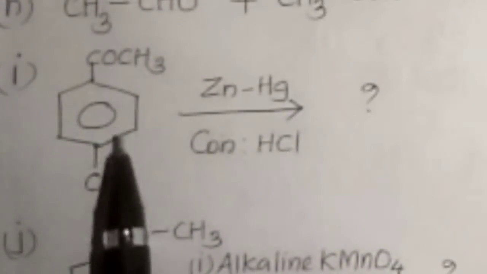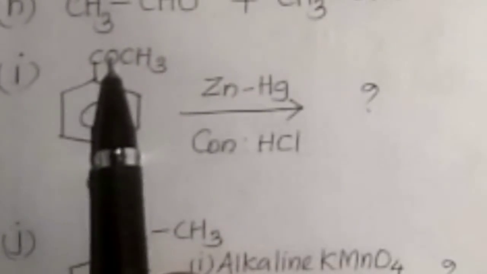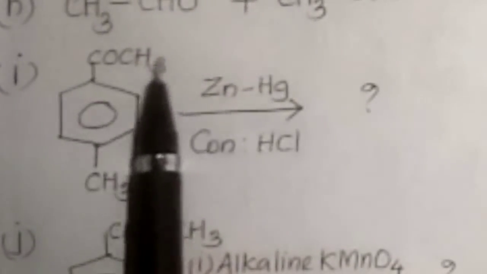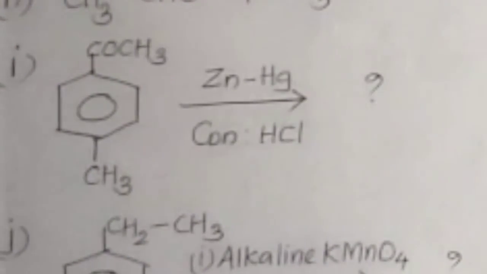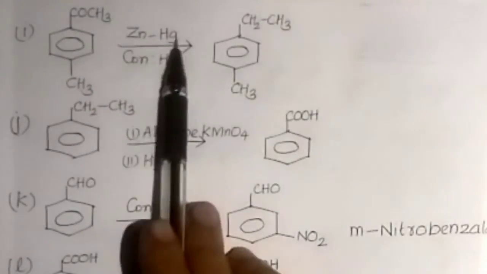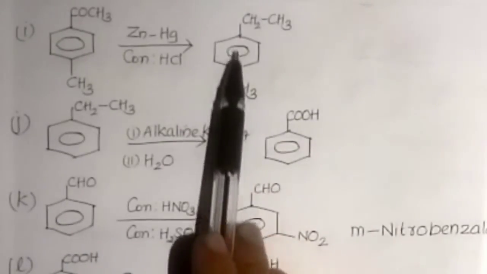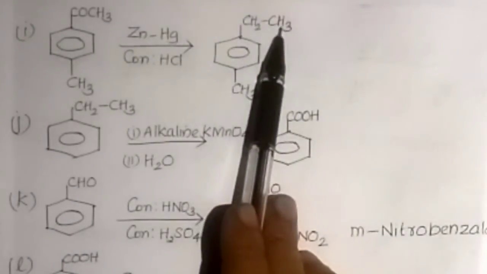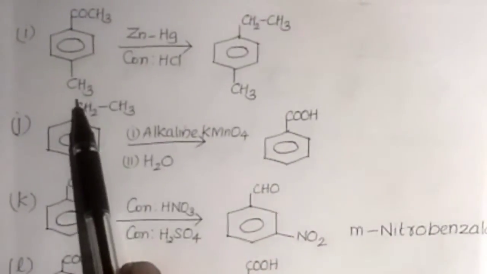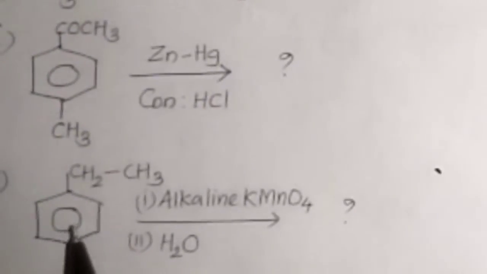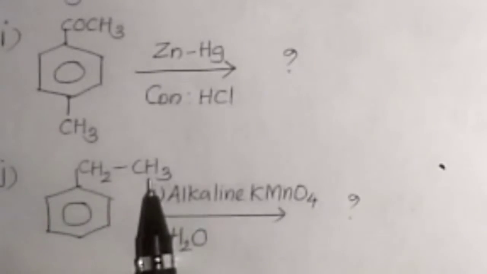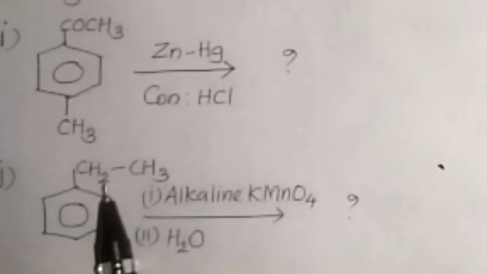Then our product is benzene ring with the CO changed to CH2, CH3. The remaining CH3 is here. So with zinc amalgam and concentrated HCl used, the product is benzene ring with here CH2, CH3. Here the CH3 group is already present. Next reaction is benzene ring with the CH2CH3, ethyl benzene.